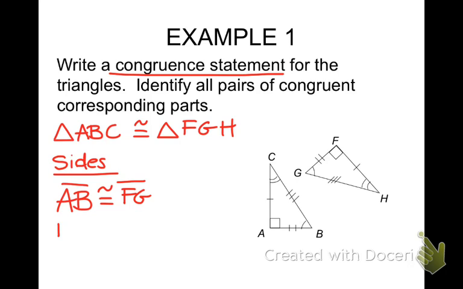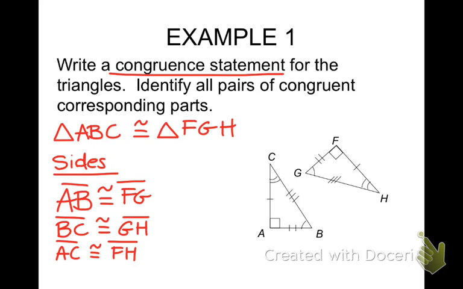BC. What would BC match up with? GH. Again, if we look at the diagram, BC has 3 tick marks. GH has 3 tick marks. What's the third side that I'm missing? AC, good. So if we do AC, that would pair up with FH.